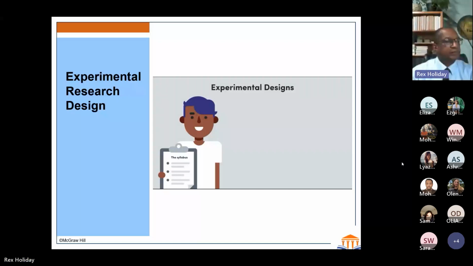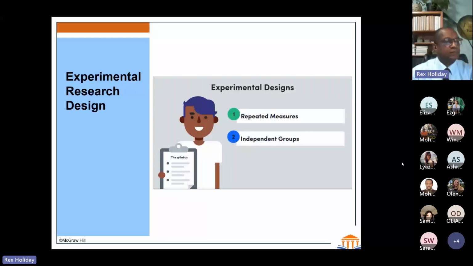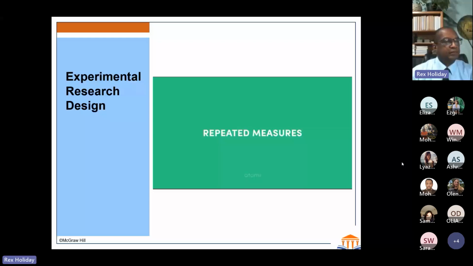We're going to run through 3 experiment blueprints. First, a repeated measures design. Second, an independent group design. And finally, a matched pairs design. For each, we'll make sure that we have an exam-worthy description and evaluation. So let's get into it. First up, the repeated measures design.